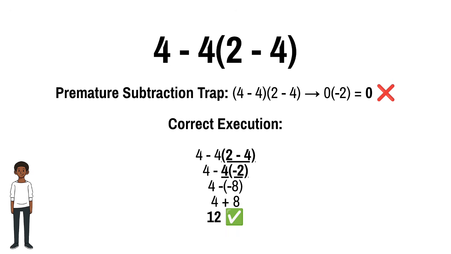Step 1. Solve inside the parentheses first. 2 minus 4 equals negative 2. The expression is now 4 minus 4 times negative 2. Step 2. Multiplication comes before subtraction. Multiply 4 times negative 2. 4 times negative 2 equals negative 8, leaving 4 minus negative 8. Step 3. Subtracting a negative number is mathematically identical to adding a positive. So 4 plus 8 equals 12. The correct answer is 12.